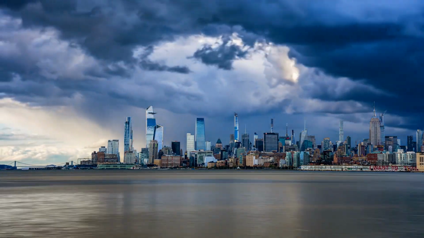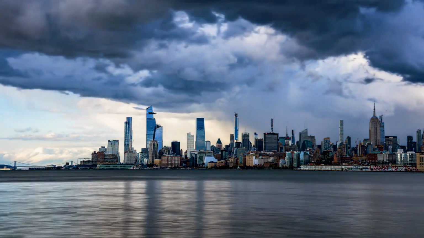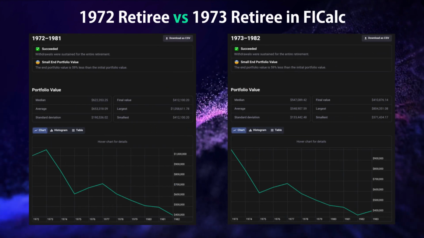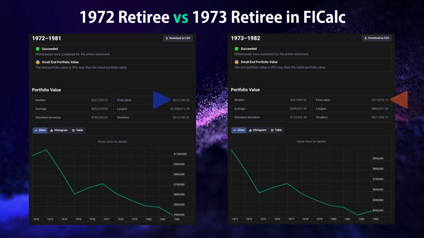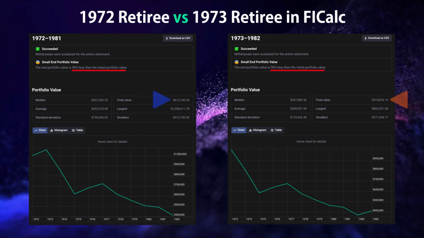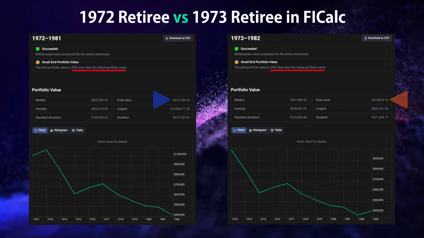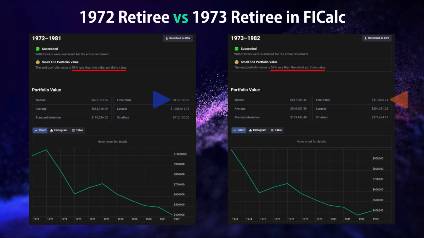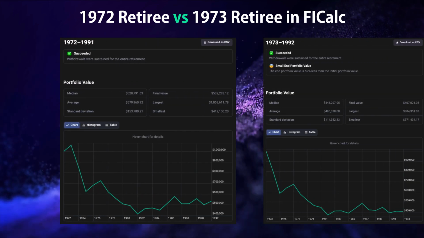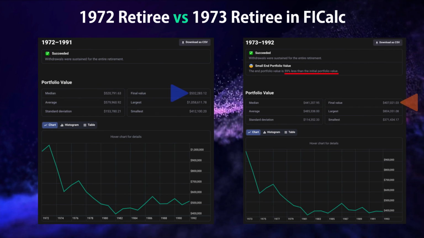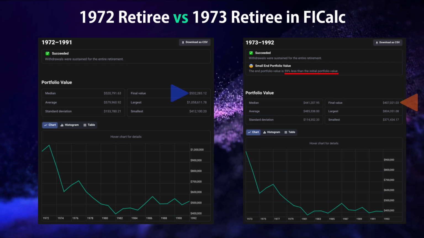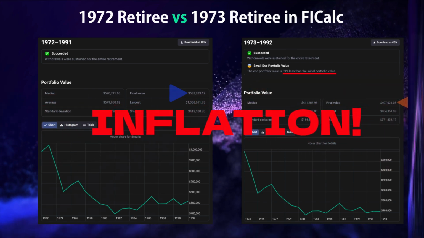Now, let's look at a different decade: the early 1970s. Two of the worst years to retire were 1972 and 1973. In both cases, the portfolio would have lost 60% of its value in just 10 years. That's not a great position to be in, just 10 years into your retirement. Following these cohorts out to 20 years, we see the 1972 and 1973 group remain some of the bottom performers. The other factor besides market returns impacting these two cohorts is, unsurprisingly, inflation.